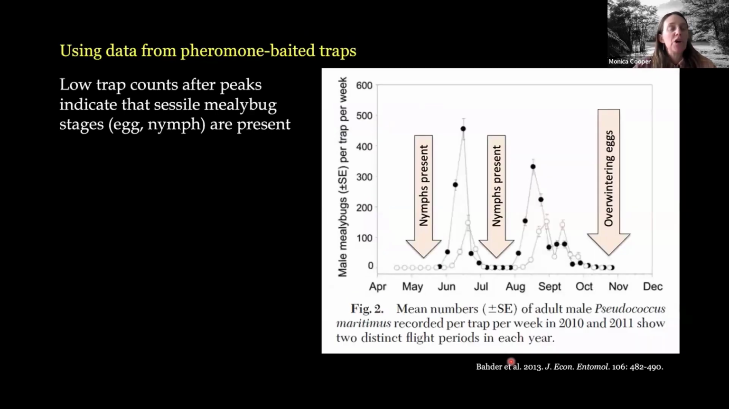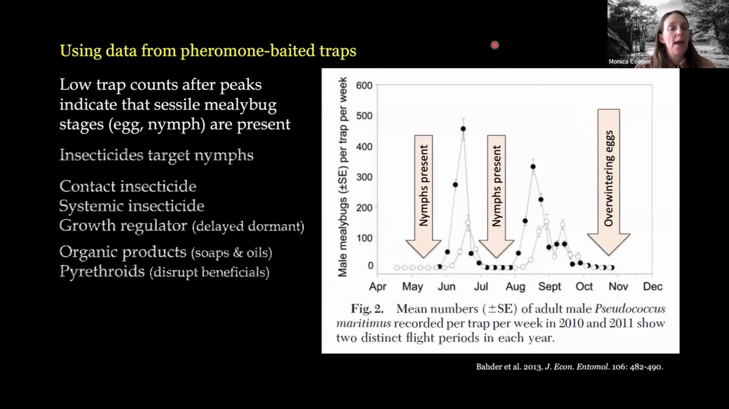Okay. And so with those traps, as I said, when you have low trap numbers, that's because there's no males present, because the nymph is the principal stage, or in the case of overwintering, the eggs are present. And many of the insecticides, particularly the contact insecticides, are most effective against the nymphs. And so by knowing that the traps are not capturing any males, that allows us to say, okay, there's nymphs in the field at this time, and to make our insecticide applications accordingly.